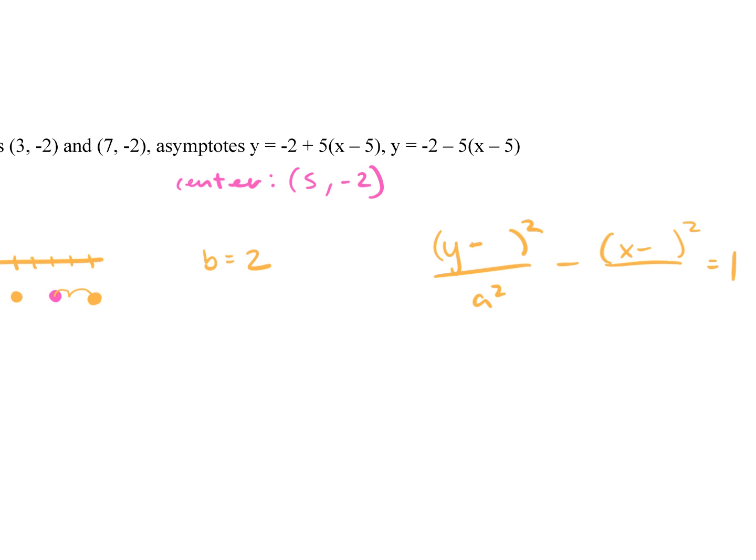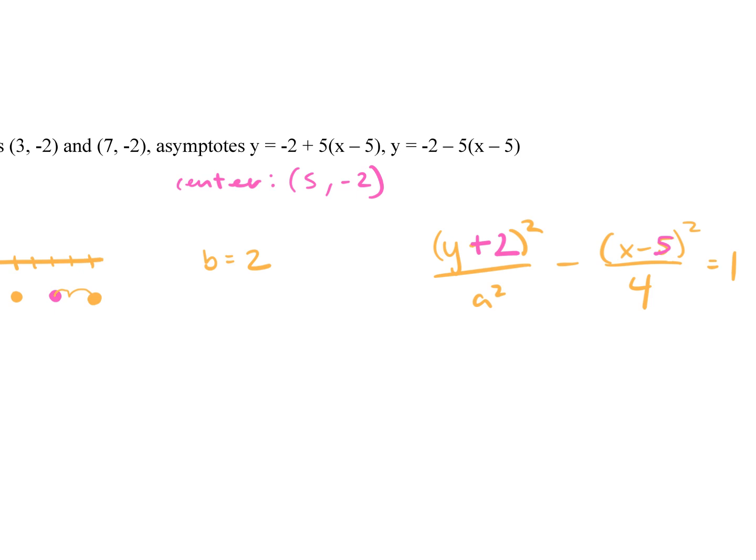So b, we said, is 2, so b squared would be 4. h is 5, so we have x minus 5. And k is negative 2, so y minus negative 2 would turn into a plus 2. So now we just need to find a. Hopefully if this was a multiple choice question, maybe this would be enough to find your answer choice and you wouldn't even have to figure out what a is. But we're going to find it.